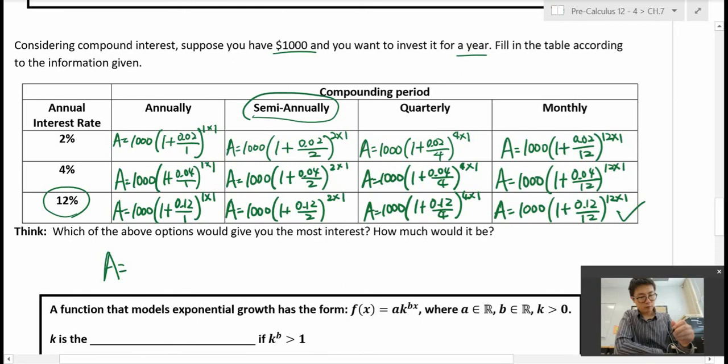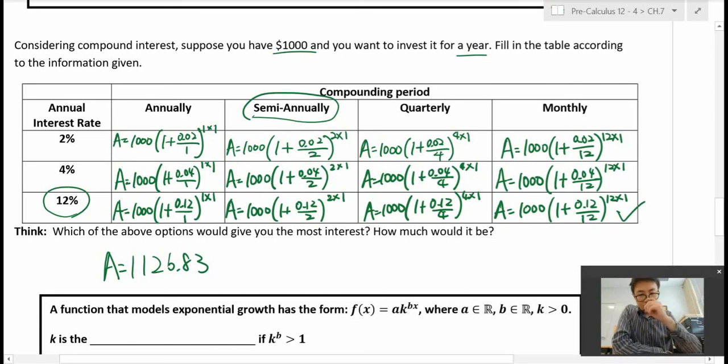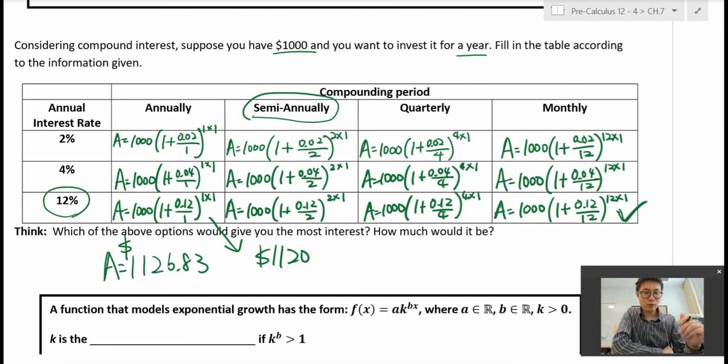Let me see, where's my calculator? Okay, so it turns out the amount will actually end up to be $1,126.83 for this one right here, 12% compounded monthly. If you chose this one instead, this only gives you $1,120. So there is actually a $6.83 difference. So it's quite a bit. I mean, $6 is $6, right? It's good for, I don't know, a fancy Starbucks coffee, right?